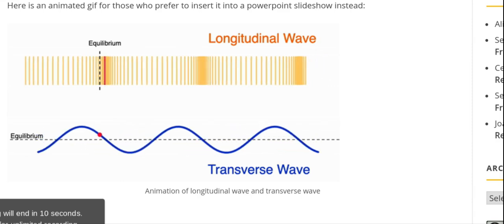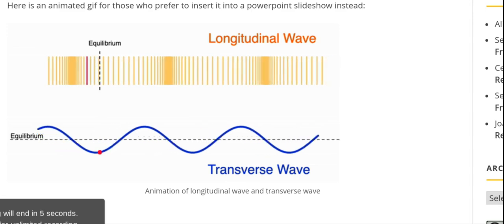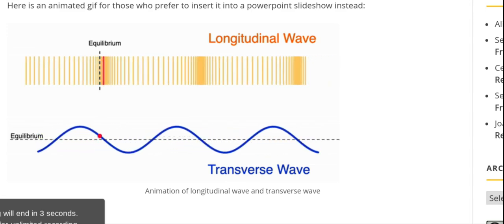So that's essentially our difference between longitudinal and transverse waves. Just remember, it has to do with the directions in which the particles vibrate.